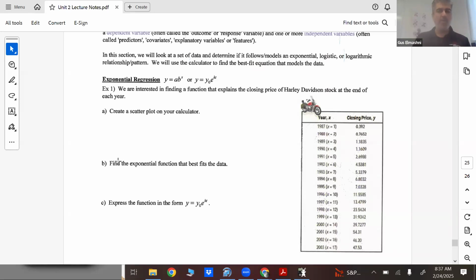Before we get too deep into it, take a look at the stock price. It's kind of low for a while, right? And then something happened in the mid-90s. What happened in the mid-90s? Economically in our country, the stock market actually did really well in the mid-90s.